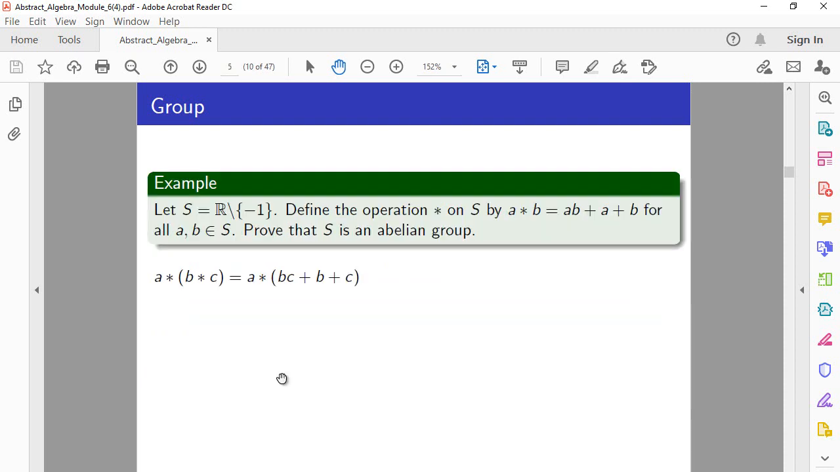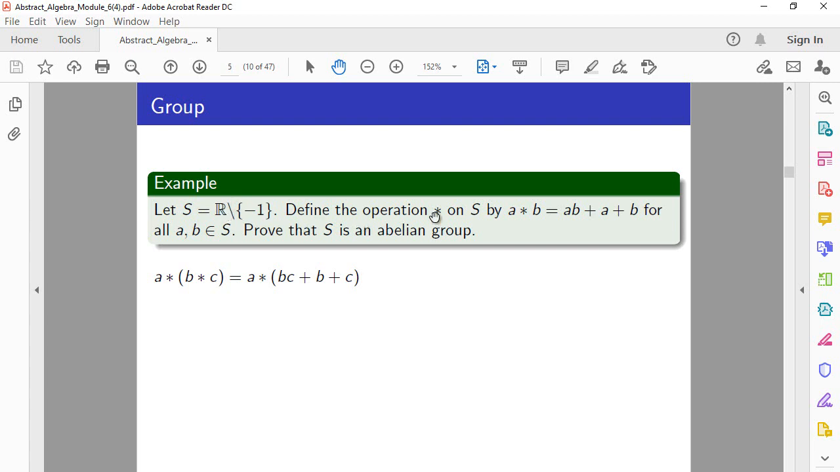Here's my first example. Let's take S to be the set of all real numbers except -1. So this symbol means from the set of the real numbers, get rid of -1. This symbol here is set minus.